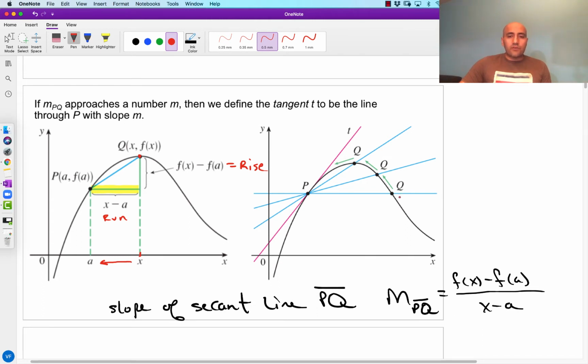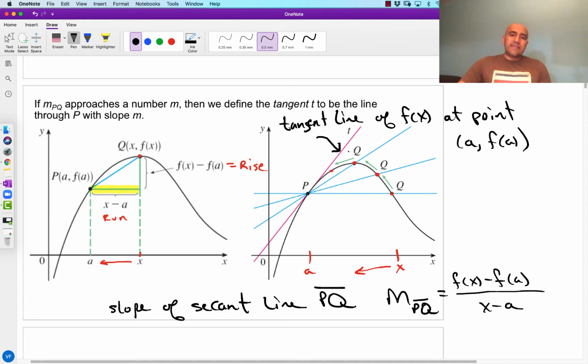Okay, so here's another little visual. So if we have Q starting off here at some x value, and we have some value here, as we slide x closer and closer to A, the values of Q travel along that curvature, and every time they get closer and closer to P, we will have a new secant line whose slope becomes closer and closer to this red one. That red one is what we call the tangent line. So this is the tangent line of our function f of x at point a comma f of a, which was point P, at point P equal to a comma f of a.